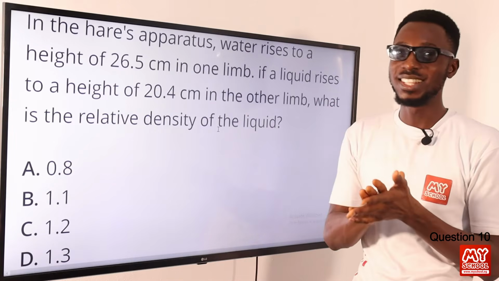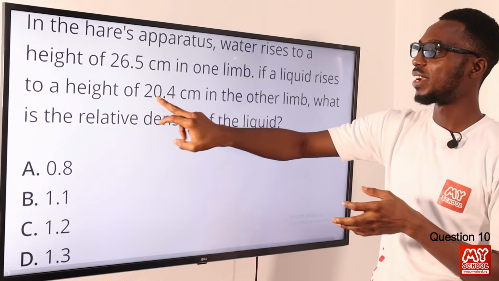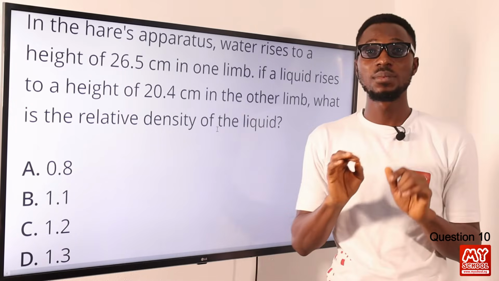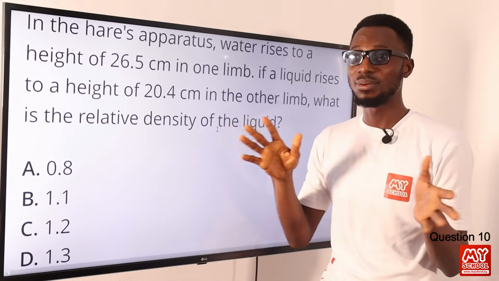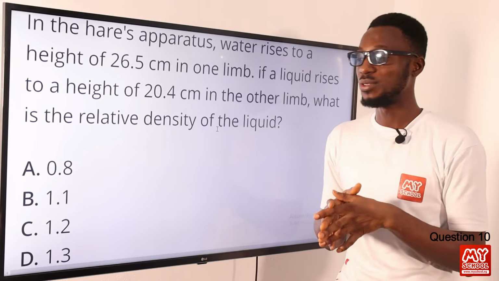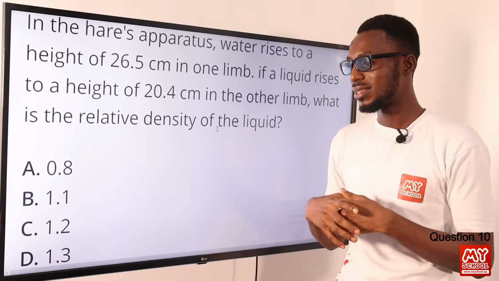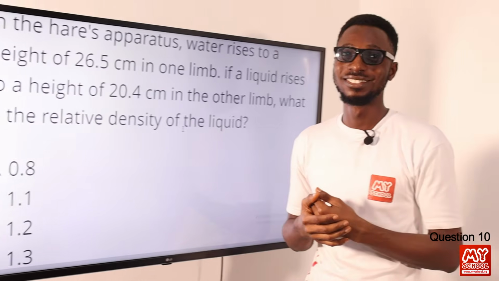Right there it's very easy. Just take the value of this divided by this. So that is 26.5 divided by 20.4. It should give you something around 1.2990 or thereabout. If you approximate, you should have 1.3. So option D is the right option.